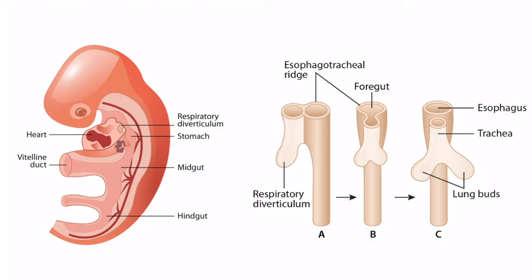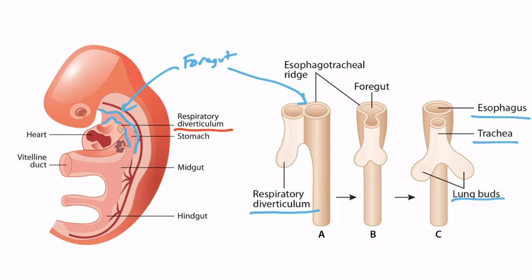The image on the left shows a lateral view of the fetus when the respiratory diverticulum is forming, and you can see it branching off of the foregut, which is this area that I've outlined in blue. The image on the right shows the foregut and the respiratory diverticulum branching off from it. Gradually, the esophagus and the trachea separate, and the trachea gives rise to the lung buds. So we go from respiratory diverticulum to the trachea to the lung buds.